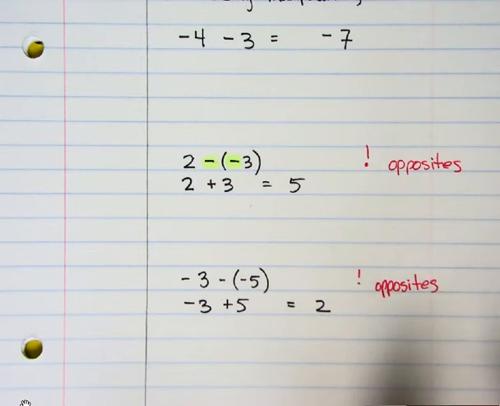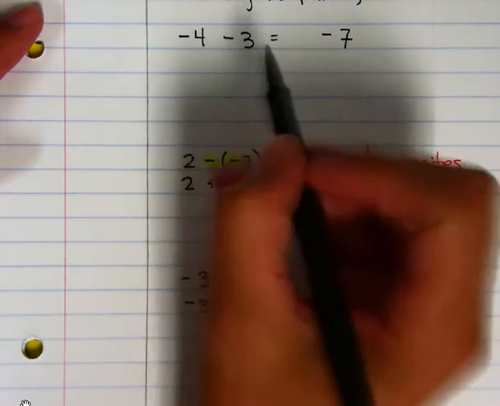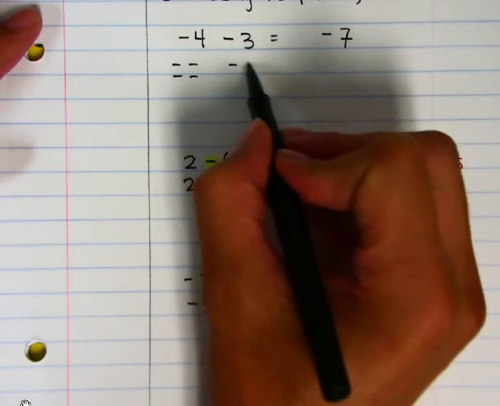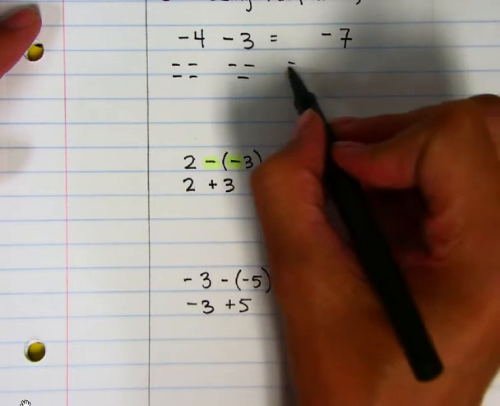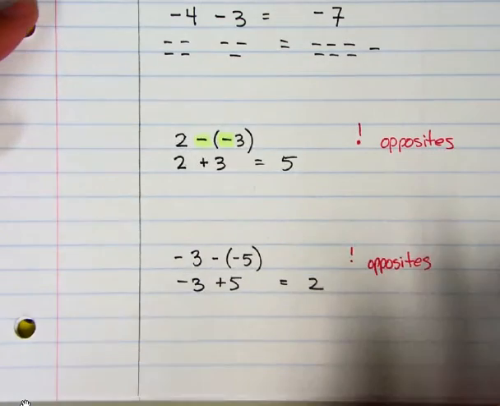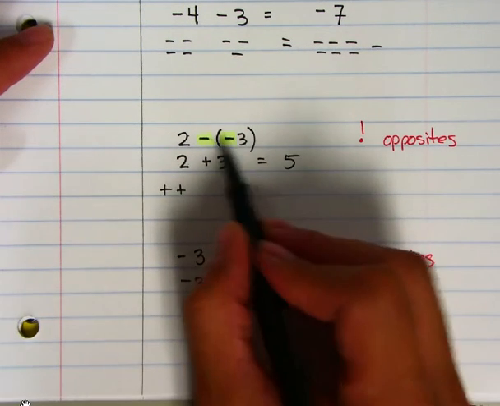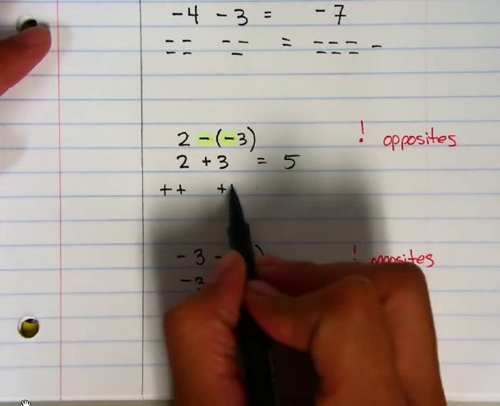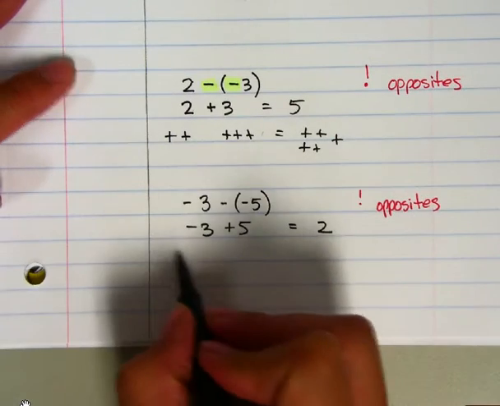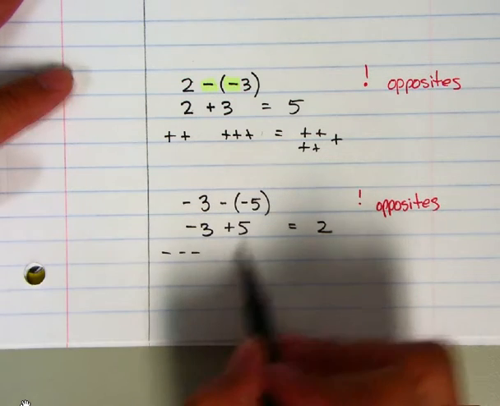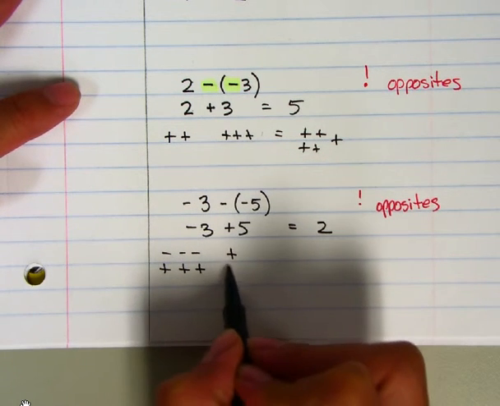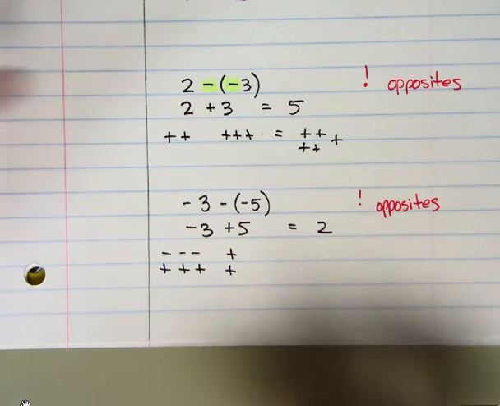But before we go on, let's go ahead and add to our notes here. If you don't have manipulatives, you can just use little symbols here. That's 4 negatives, and 3 more negatives gives you your 7 total, right? 1, 2, 3, 4, 5, 6, 7. Over here, positive 2, that's 2 positives. Opposite of negative 3, that's 3 more positives, and that gives you the 5 that you had there. And the last one here, 3 negatives minus a negative 5, that's positive 5. 1, 2, 3, 4, 5. So that leaves you with the positive 2.